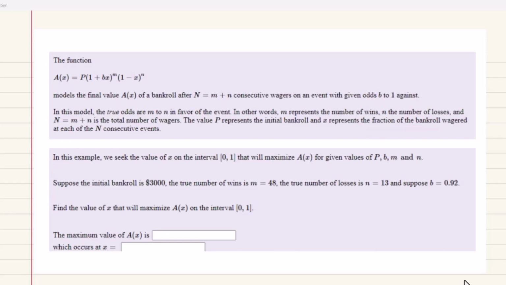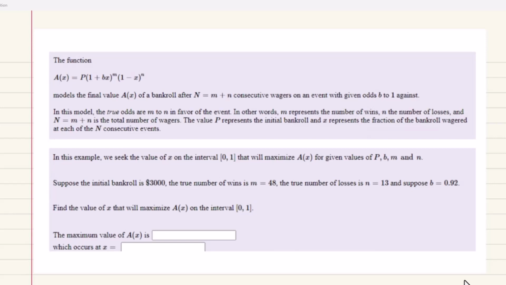So in this model, the true odds are m to little n in favor of the event. In other words, m represents the number of wins, little n is the number of losses, and capital N, which is m plus little n, is the total number of wagers. So that value p represents the initial bankroll, and x represents the fraction of the bankroll wagered at each of the capital N consecutive events.